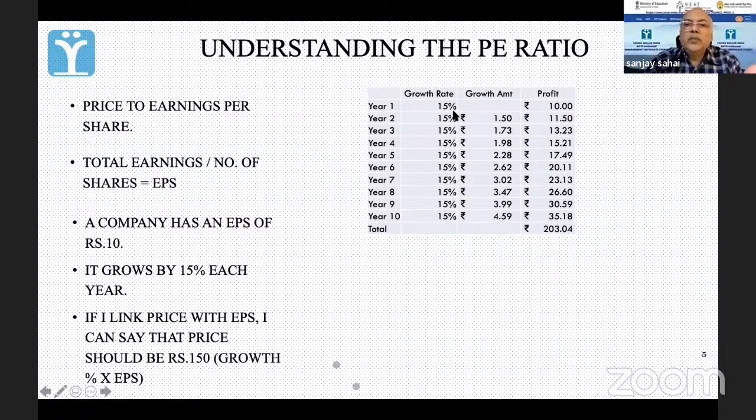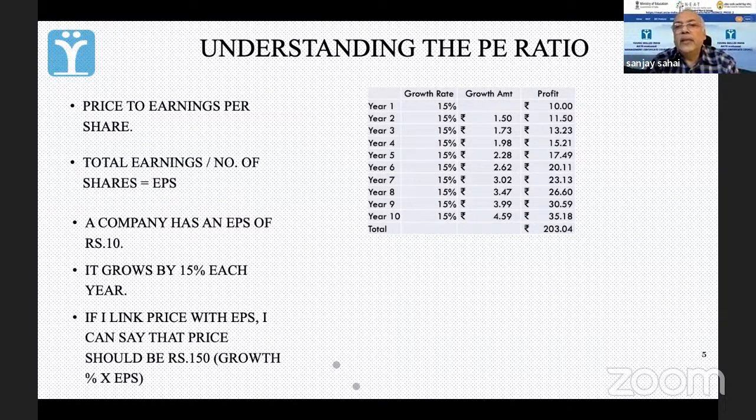So it's something like this. Let's say that the profit is 10, growth rate is 15. So in year 2, the growth amount will be 10 plus 15% of 10, 11.50. So in the year which you invested, the profit of the company was 10 rupees per share. Now 15% is the growth. So next year it will be 11.50 per share.